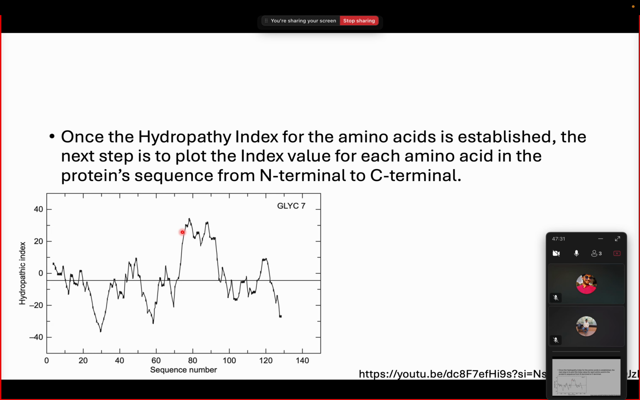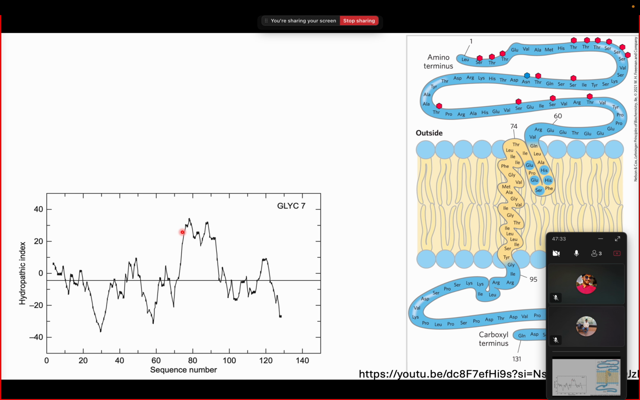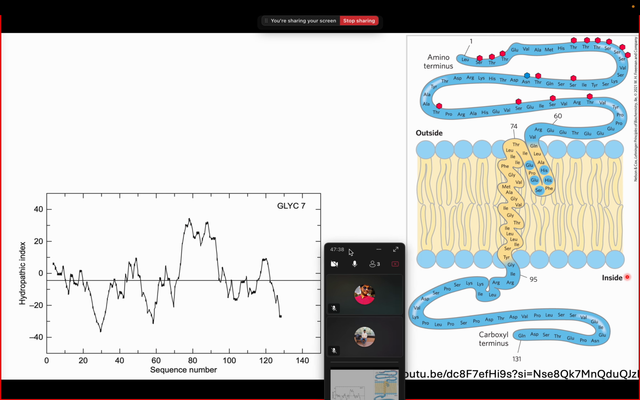Later it was observed, this is the representative diagram of the glycophorin protein for which you are seeing this hydropathy plot. If you look here, this is the 74th residue, this is the 95th residue. So this huge stretch from the 74th to the 95th is actually in between the membrane, transversing the membrane. All other parts of the protein are outside the membrane. Either they face the cytosolic side or the extracellular side.